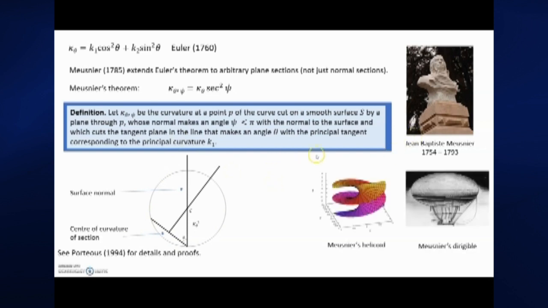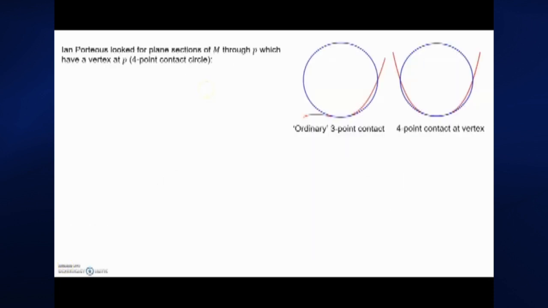So although Meusnier is less famous than Euler, he's also famous for creating the ellipsoid and also for inventing Meusnier's dirigible. Now fast forward a few years. Ian Porteous was able to extend the work of Meusnier.